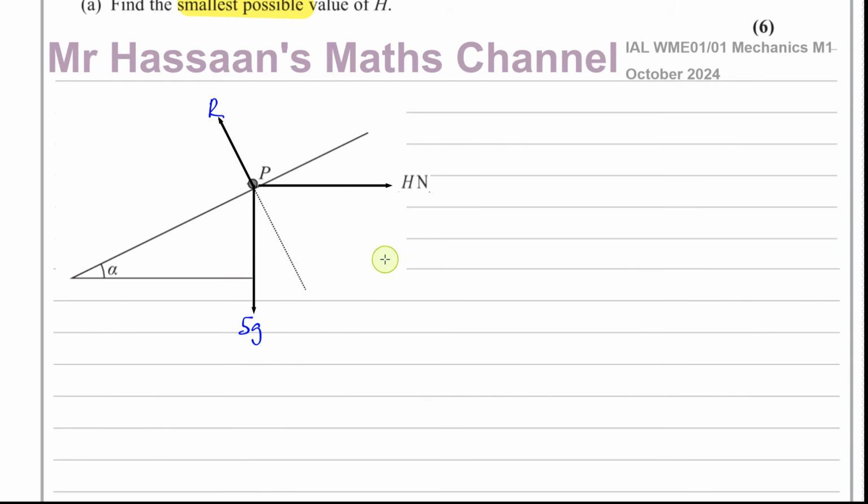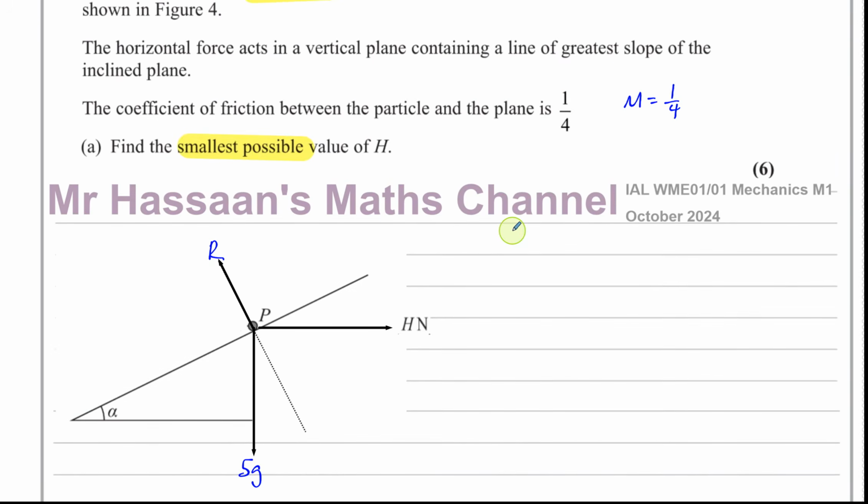So this thing is in equilibrium. We have to understand that it's in equilibrium. Okay, so it's not moving, it's still. But we want to find the smallest possible value of this force H. If H was not there at all, what would happen to P? It would slide down the plane.